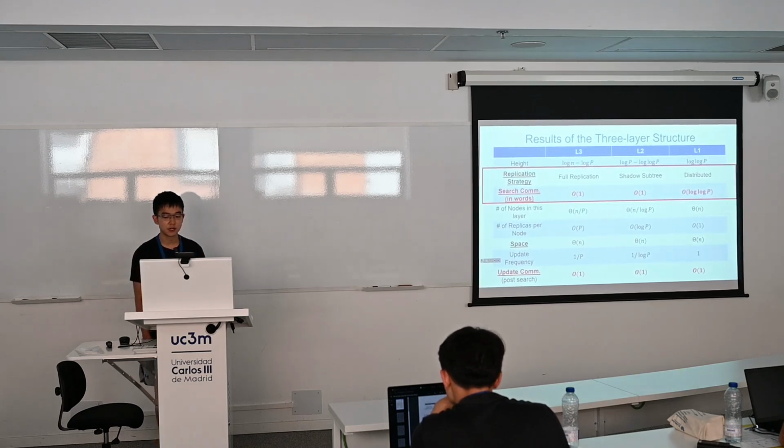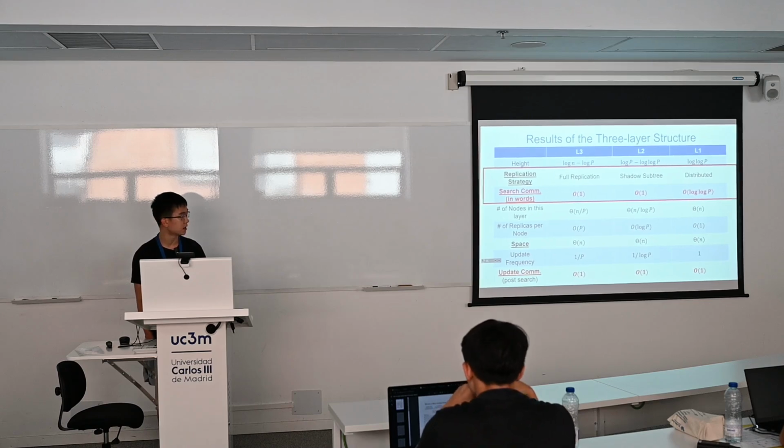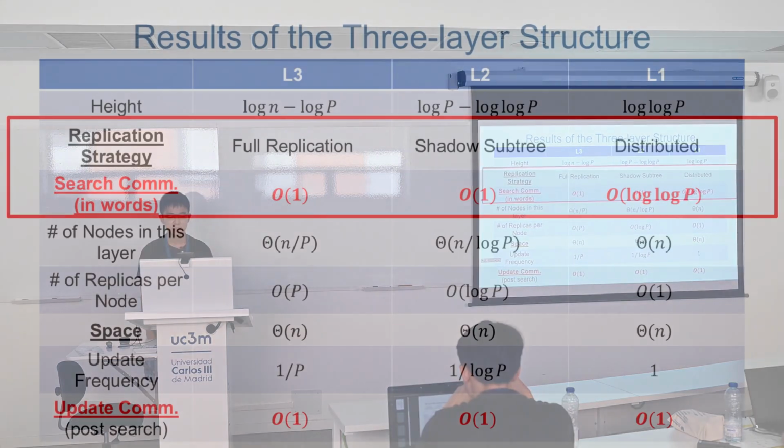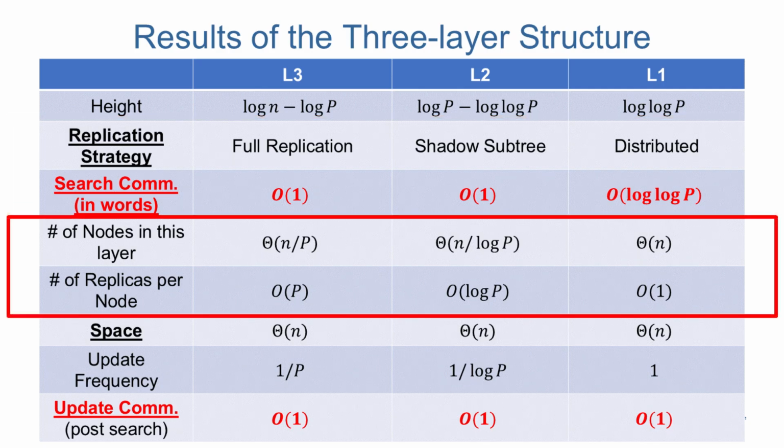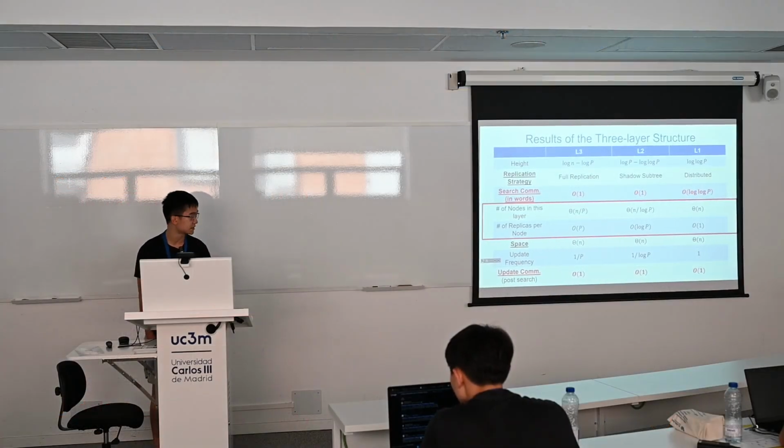The height of each layer is carefully decided according to the number of PIM modules. We set the height of L1 to log p, so search communication is O(log p), because L3 and L2 take constant words communication after replication. Meanwhile, we achieve linear space consumption and constant words communication for updates after search. The key idea is in the red box. The replication is only applied to a small proportion of infrequently updated data, so the overhead is canceled out.